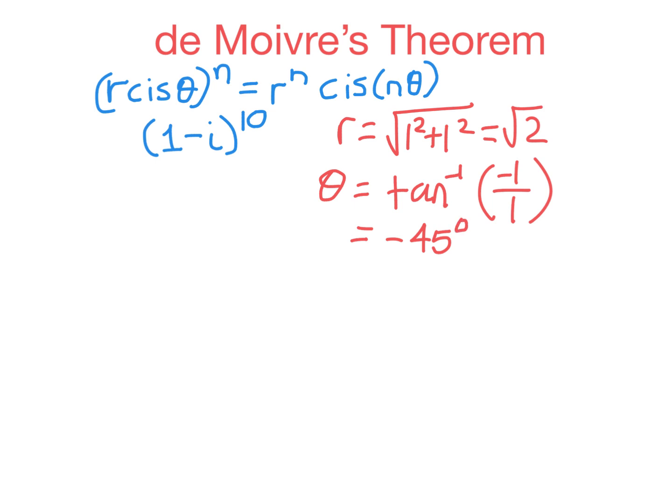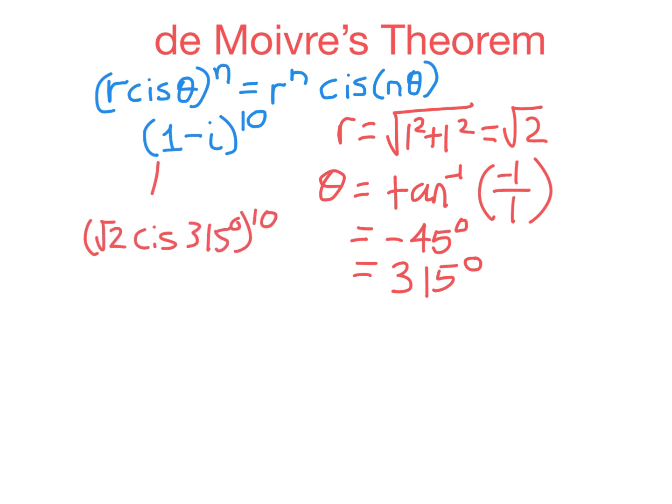Now we have to be careful to note in which quadrant we are. So because the y, or like the sine component, is negative, but the x or cos component is positive, we're in the fourth quadrant. So we have that theta equals 315 degrees. So what we found is that (1 − i) to the power of 10 is equal to (r cis theta), which was root 2 cis 315 degrees, to the power of 10.